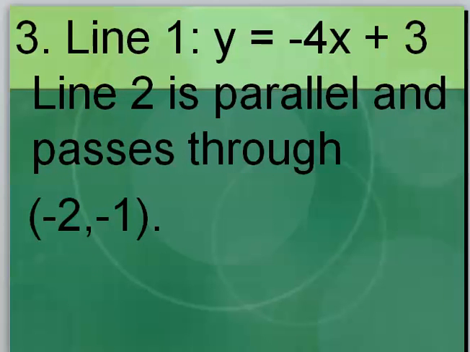Go ahead and try number 3. Line 1 is y equals negative 4x plus 3. Line 2 is parallel and passes through negative 2, negative 1. Pause the video and try number 3. I'm going to solve this using point slope form. And if you like the slope intercept y equals mx plus b better, you can use that one.